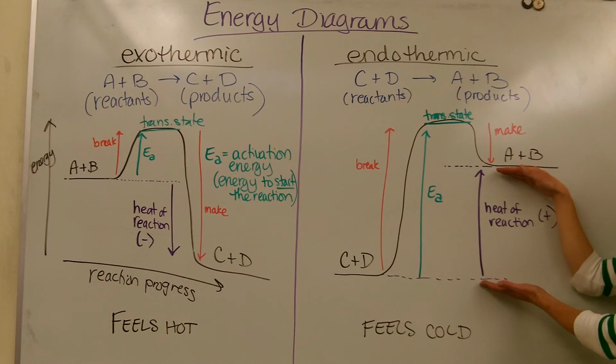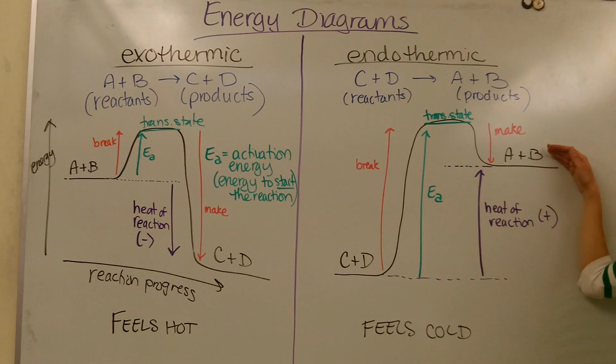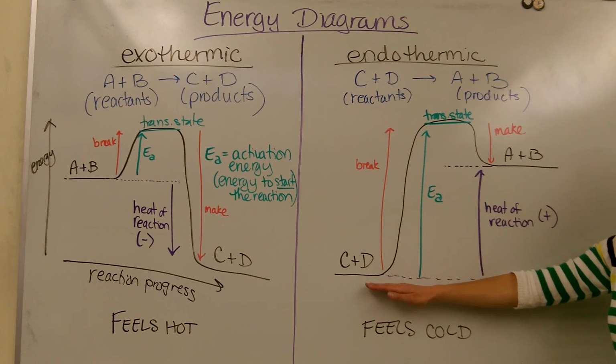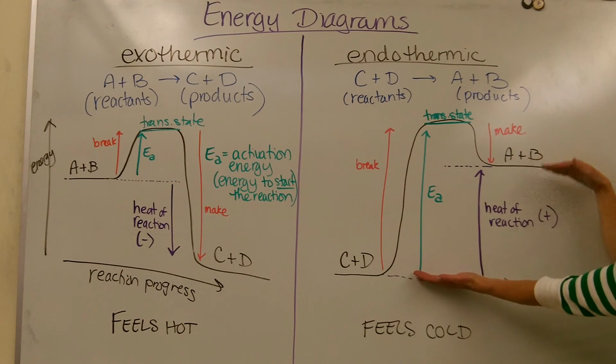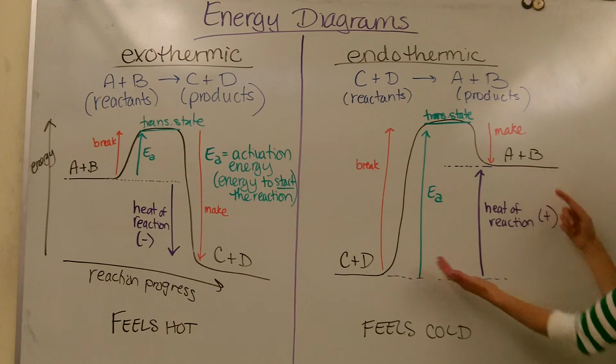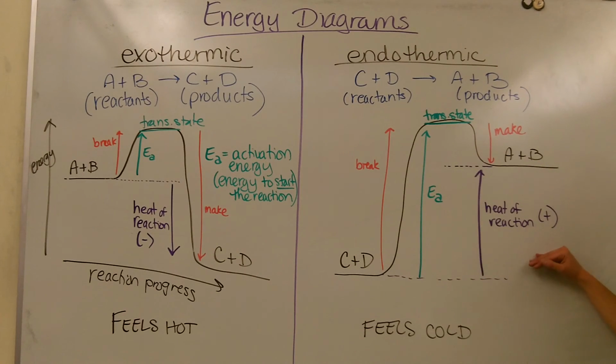So the heat of reaction is comparing the energy of your products to the energy of your reactants. So it's the distance between these two lines right here. And in this case, since my products are higher than my reactants, my heat of reaction is positive. Again, it's an endothermic reaction. So this reaction would feel cold to the touch if you touched it, because it would be absorbing heat energy from the surroundings. And if something absorbs heat from you, it will feel cold to you.